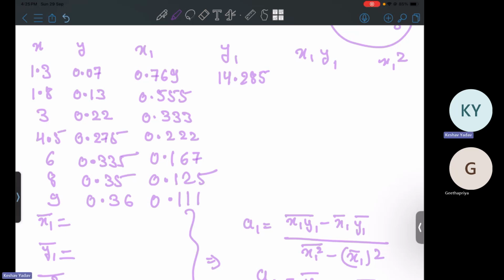Now 0.13 inverse is 7.692. 0.22 inverse will be what? 4.545. Now 0.275 inverse is 3.636. Okay.